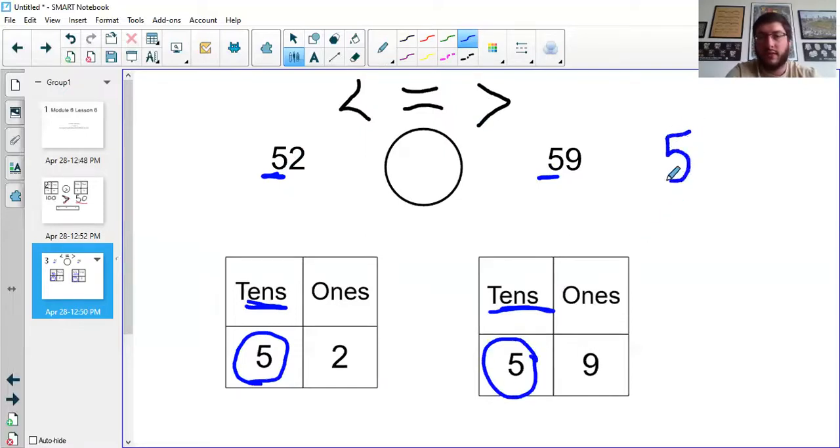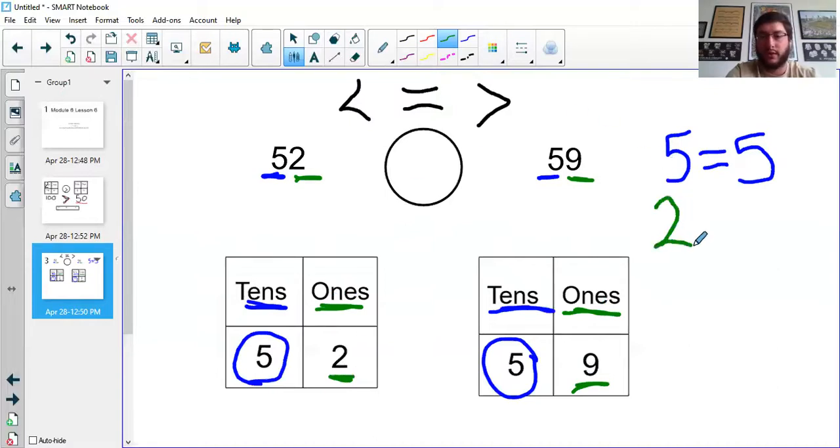So 5 equals 5. So right now the numbers are equal to one another. So I need to look at my ones place. So everywhere there are ones, Mr. Crombie is going to underline in green. So here in the number 52, I have 2 ones, and in the number 59, I have 9 ones.